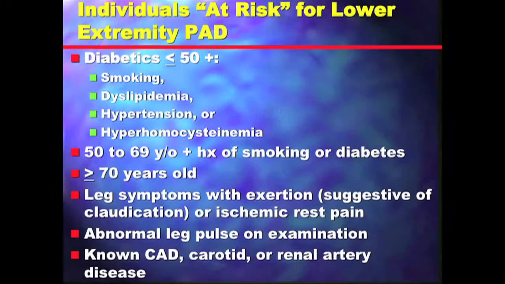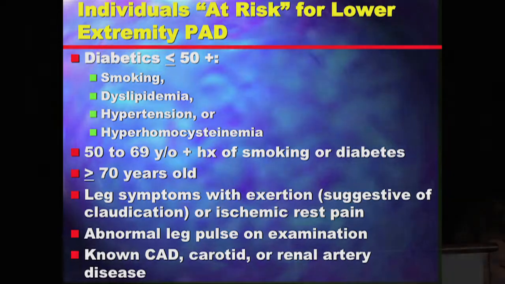So who's at risk? Anybody who has diabetes, who's younger than 50 and either smokes, has high cholesterol, high blood pressure, or hyperhomocysteinemia. Patients from 50 to 69 years of age who either smoke or have diabetes. Anybody who's older than 70, or patients that present with leg symptoms with exertion or ischemic rest pain. You have patients who have abnormal leg pulses and examinations, and patients with coronary disease, carotid disease, or renal artery disease, which are all atherosclerosis. This slide has been already presented.